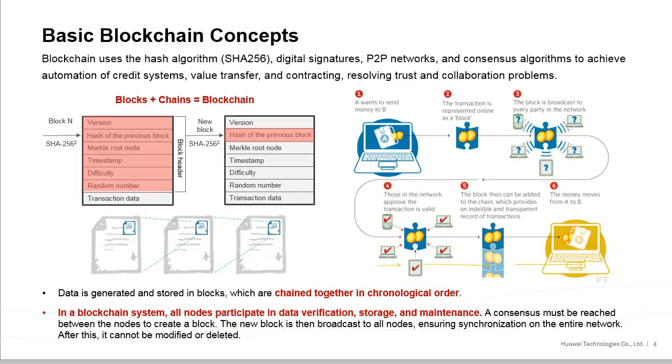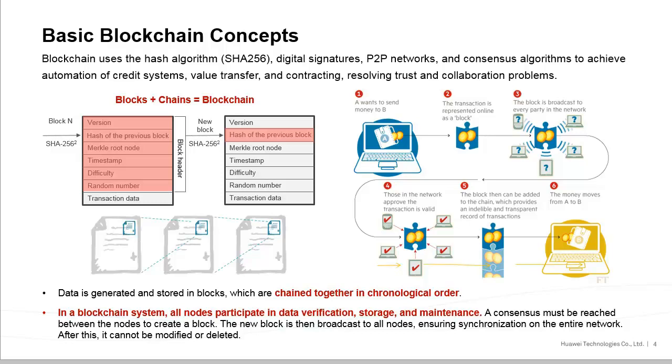This whole story illustrates the basic way blockchain works. Blockchain is not some brand new, innovative technology. In fact, it is just a really smart way of combining several existing technologies, such as the hash algorithm, digital signatures, P2P networks, and consensus algorithms. These technologies enable automation of credit systems, value transfers, and contracting through efficient collaboration. Blockchain is an extremely effective technique to build trust and improve collaboration efficiency.